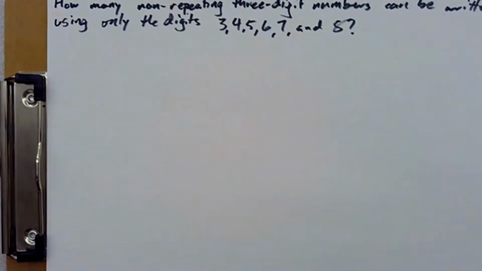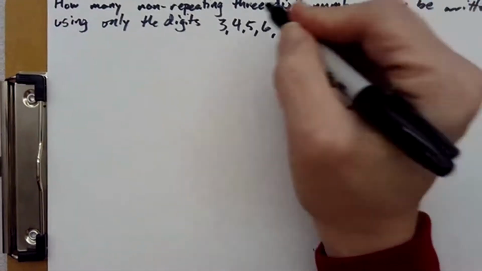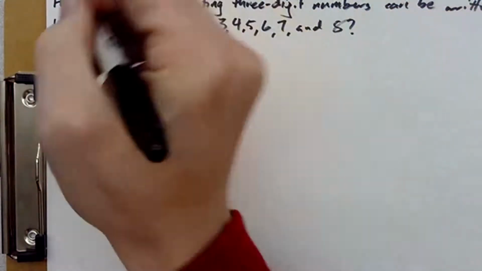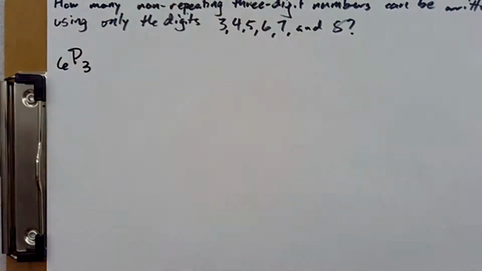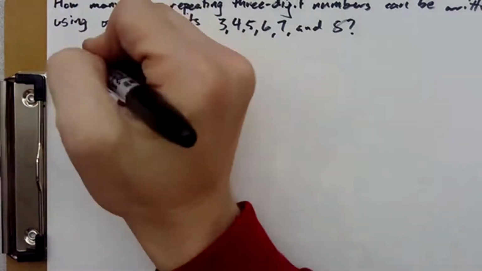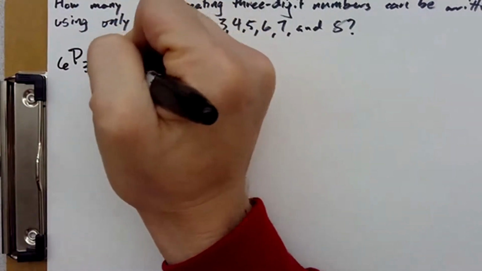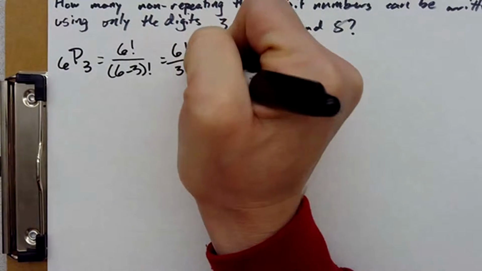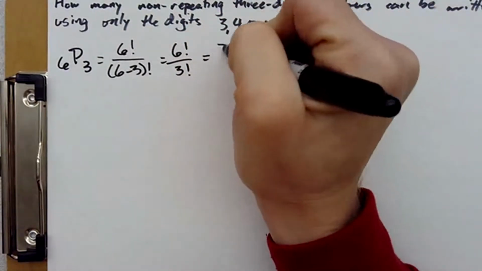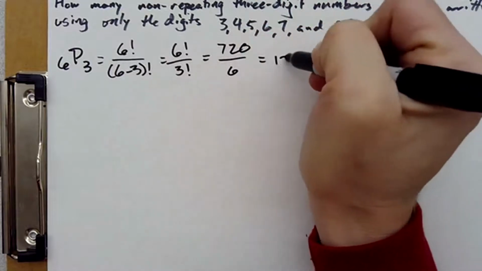How many non-repeating 3-digit numbers can be written using only the digits 3, 4, 5, 6, 7, and 8? Now none of these numbers is a 0, so we don't have to worry about that. What we need to do is say we've got 6 values, and we're going to pick 3 of them, and order matters. So that's 6 factorial divided by 6 minus 3 factorial, or 6 factorial over 3 factorial, which is 720 divided by 6, or 120.